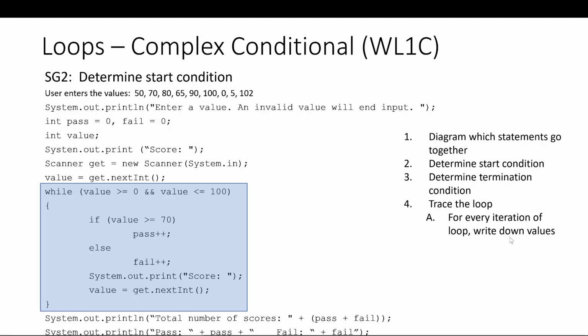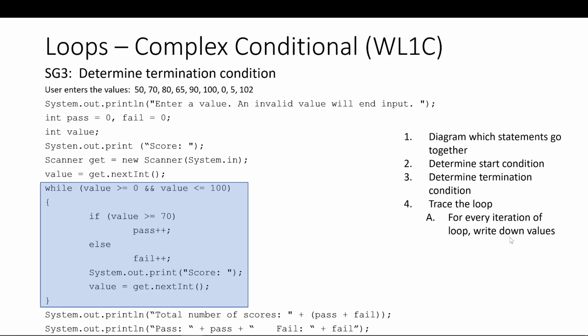Subgoal 2 is to determine the start condition. In this case, the loop control variable is value. Value is an integer that is read in before the loop starts. So it will have the initial value that the user enters, which in this case is 50.